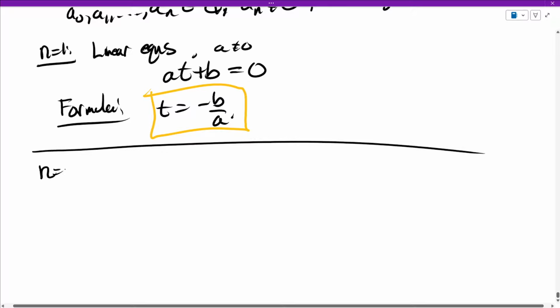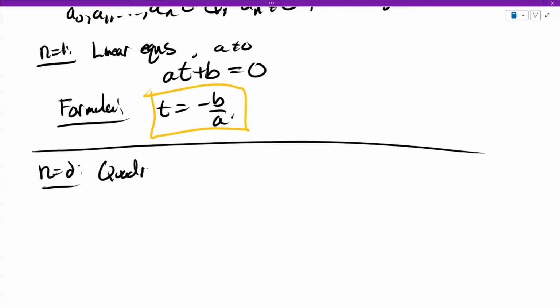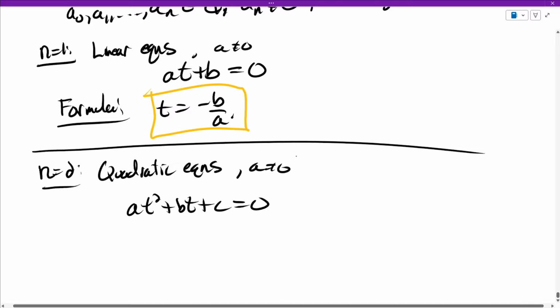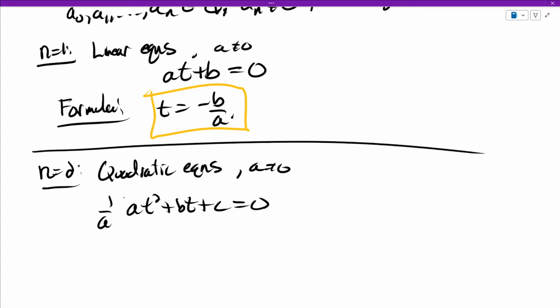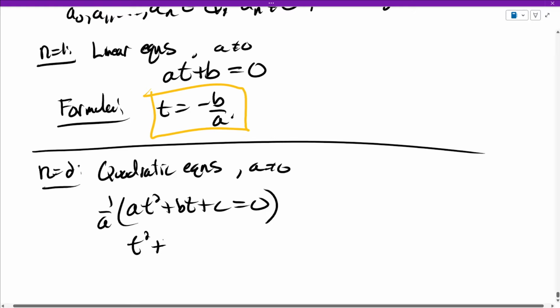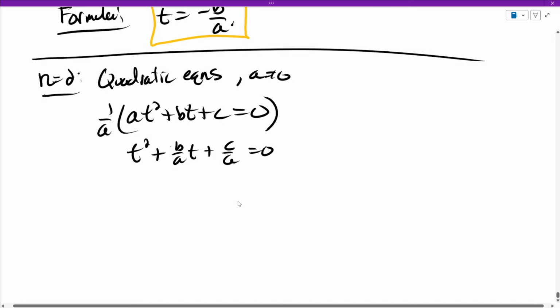When n equals 2, we have what are called quadratic equations. And they look like at squared plus bt plus c is 0. And something that you can always do with these equations is you can make them what's called monic. So the leading coefficient is not 0, so you can divide by it. So we take that, divide everything by a. We get t squared plus b over a t plus c over a is 0. And the roots of this equation are the same as the roots, the zeros rather, of the previous equation.